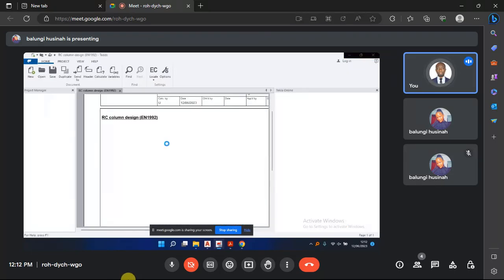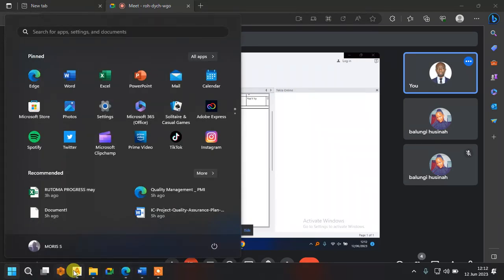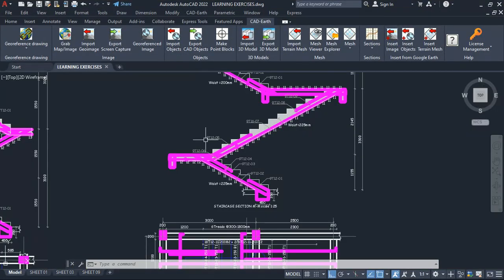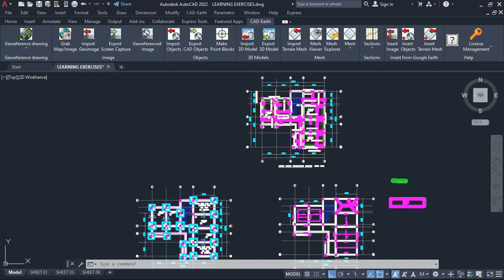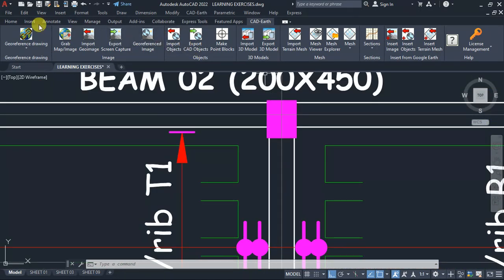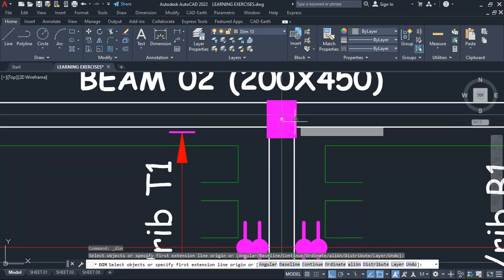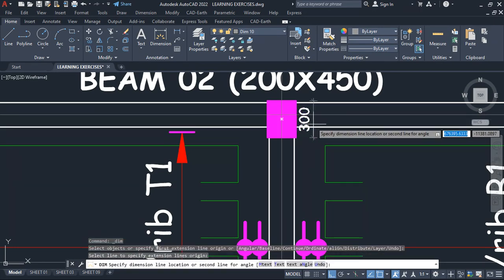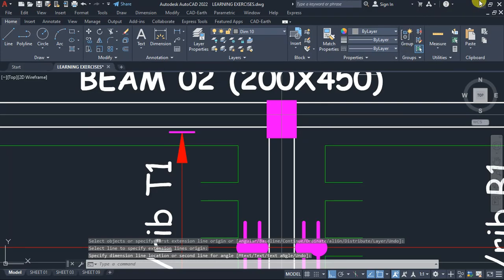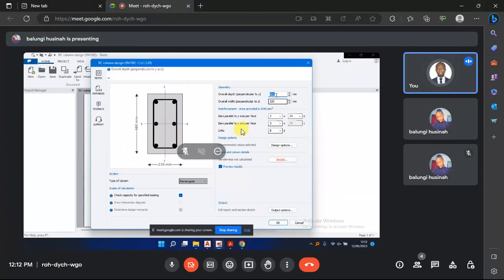So our column was which size? It was 230 by 300. Yeah, so we know our column section. All we need to do is check whether it is passing against those loads and moments, yeah? Yes. So edit the length and the overall depth, overall width.